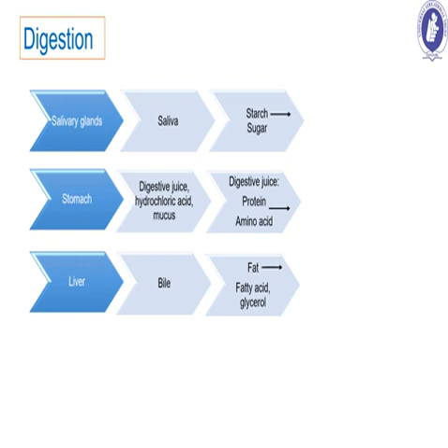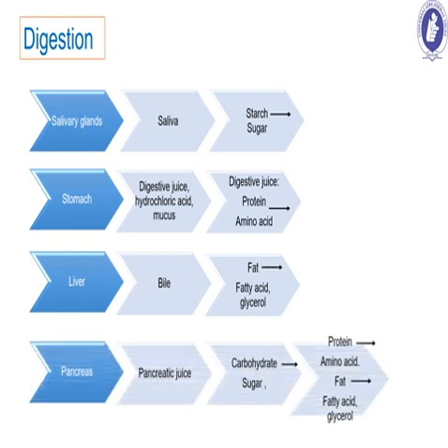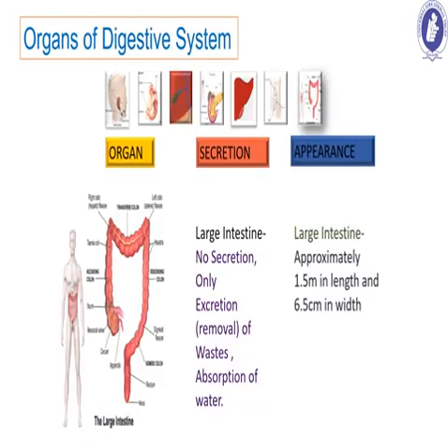Liver. It is the largest gland in the body. It secretes a juice called bile that is first poured into the gallbladder. After that, it is released into the small intestine. Inside the small intestine, bile converts fat into fatty acids and glycerol. Pancreas. It is a yellow-colored organ. It secretes a juice called pancreatic juice, which is also released into the small intestine. Pancreatic juice helps in converting carbohydrates into sugar, protein into amino acids, and fat into fatty acids and glycerol.